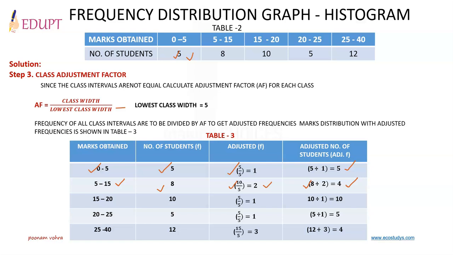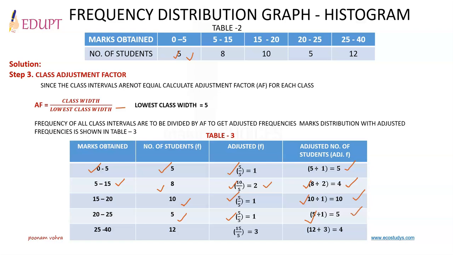Third class interval is 15 to 20, where the difference between lower and higher limit is 5. Students frequency is 10. So adjustment is 5 by 5, which is 1. That will be 10 divided by 1. It is 10. Next case, class interval is 20 to 25. Number of students is 5. So this is also 5 by 5, which is 1. 5 divided by 1, it is 5.